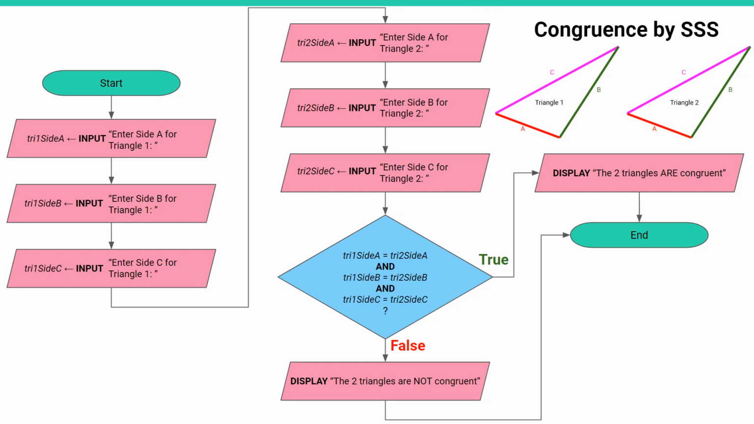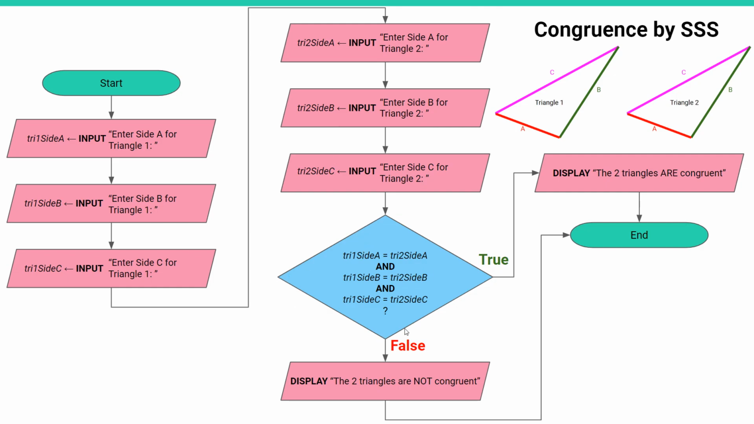We're not going to go through all of these because there are so many different combinations of congruency and similarity algorithms. But for example, the very first one, which you may know, is congruence by side, side, side. So if all three sides are equal in both triangles, then you know that both triangles are congruent. The way this algorithm works is we're going to ask the user to type in side A, side B, and side C for triangle 1, and we're going to assign them into three different variables. Then we're going to do the same thing for triangle 2: ask them to type in side A, side B, and side C for triangle 2.